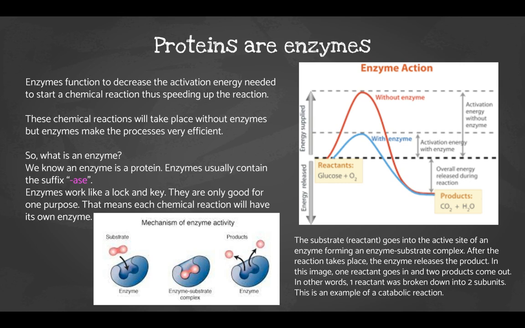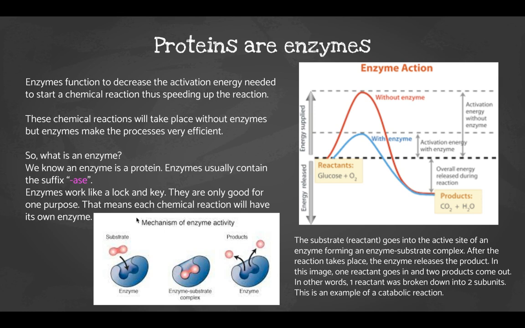So if you think about enzymes ending in ace, we're talking about like catalase, amylase. Okay. They end in A-S-E. And enzymes are very specific. They work just like a lock and a key, which again, we're going to talk about more in just a second. They're only good for that one job. You only have one job, right? That's what enzymes are. And each job is a different chemical reaction that they are supposed to catalyze, okay?